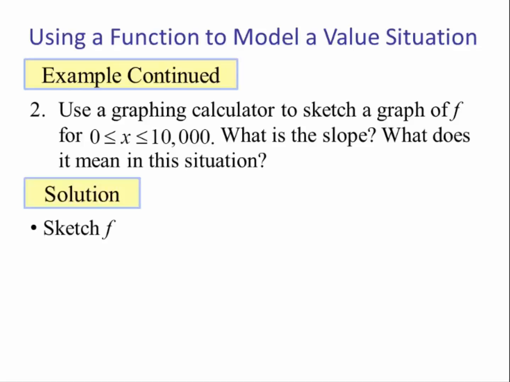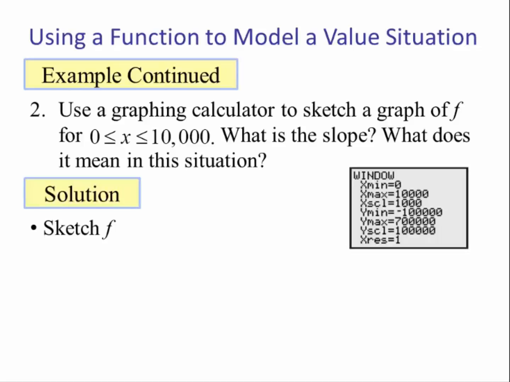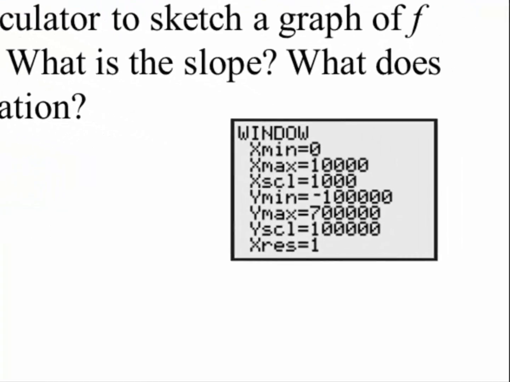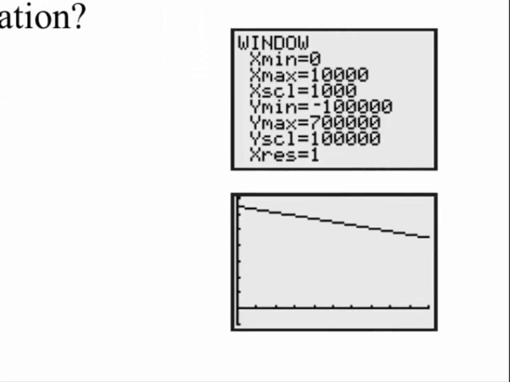Solution: to sketch f, we first enter the equation in y1. Then we need to set the window settings. We want the domain to be between 0 and 10,000, counting by 1,000. For the y min and the y max, I'm going to set the min at negative 100,000 and the max at 700,000, counting by 100,000. Hit graph. This is what my graph looks like.